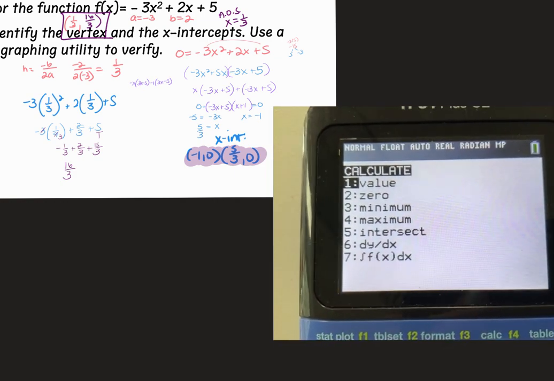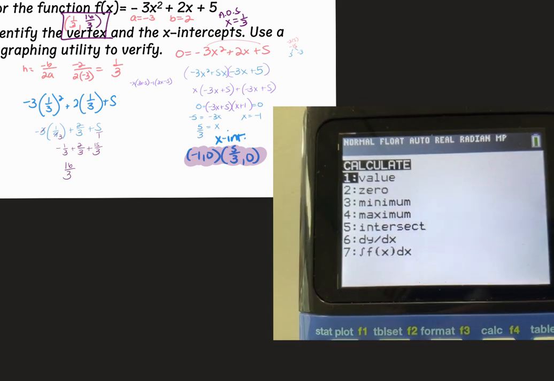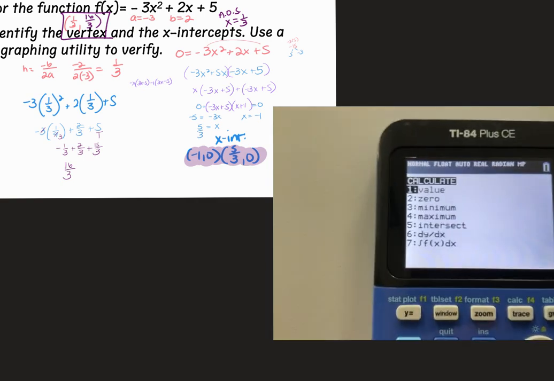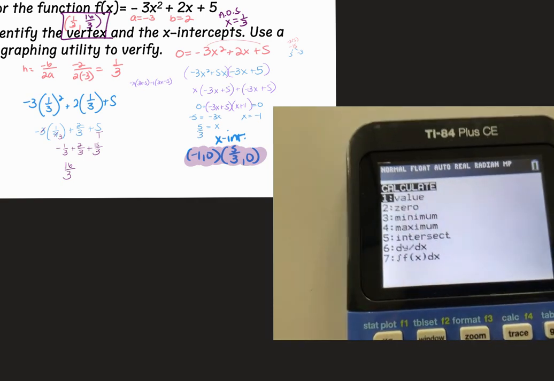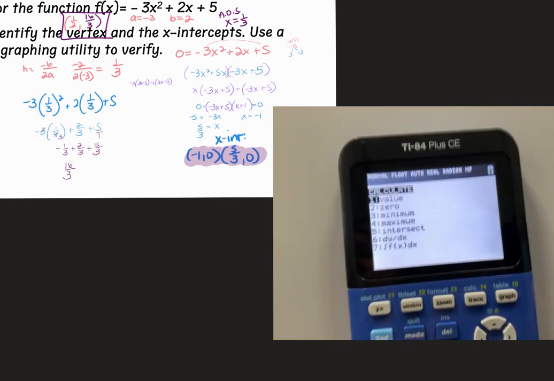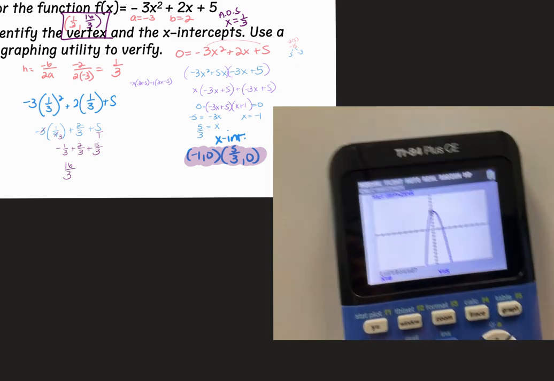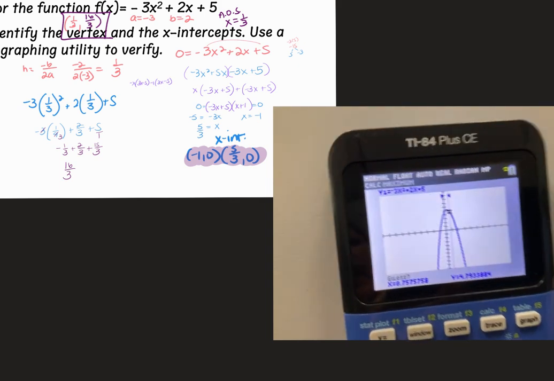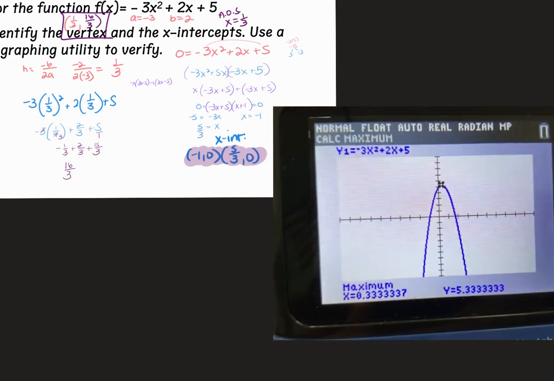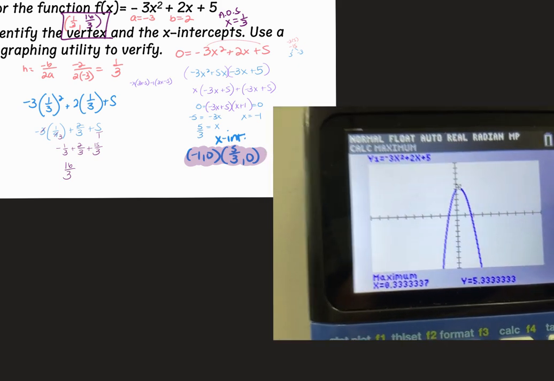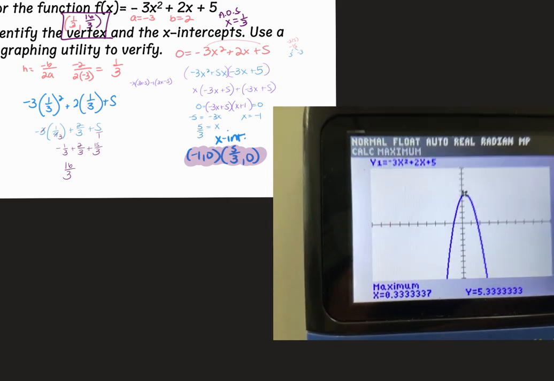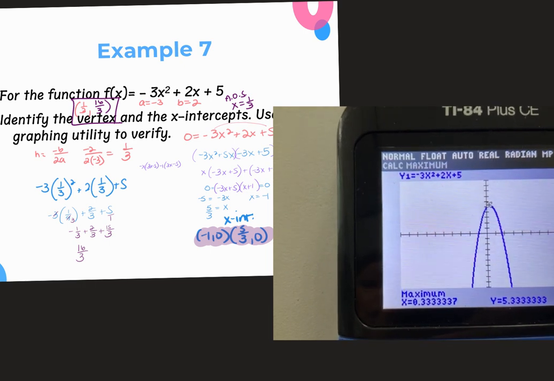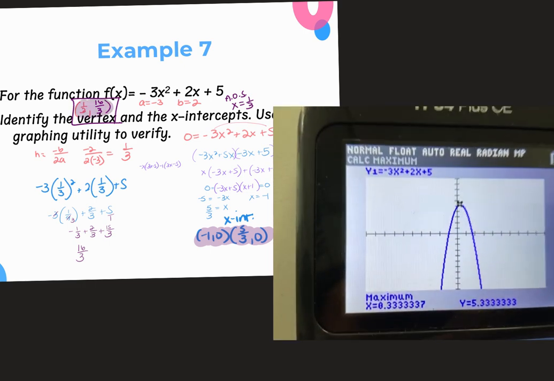But on a parabola, the vertex is also what? It's either the max or the min. This one opens up, opens down, right? So this one, it would be the maximum. So if I go to max, and I am left of it already, and then I go right of it, and then I hit enter. And there I get my 0.33333, which is 1/3, and my 5.333, which is 5 1/3, which would be 16/3. So it confirms our answer for our vertex.